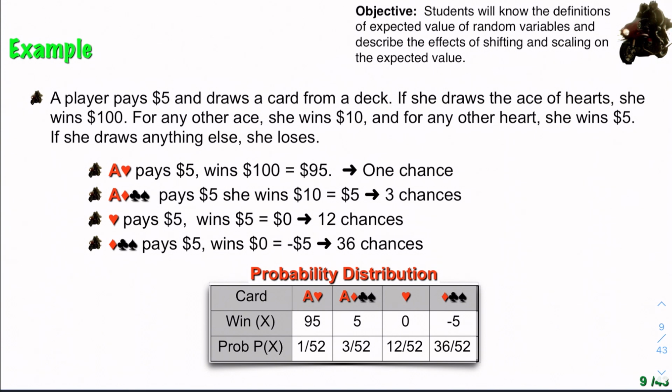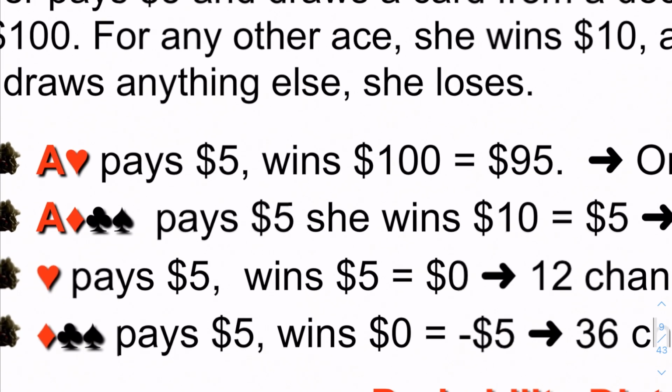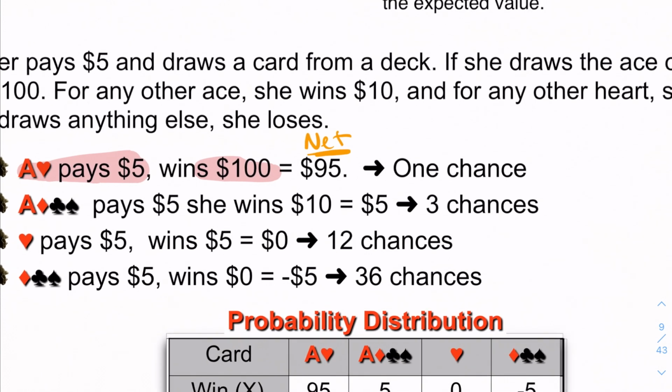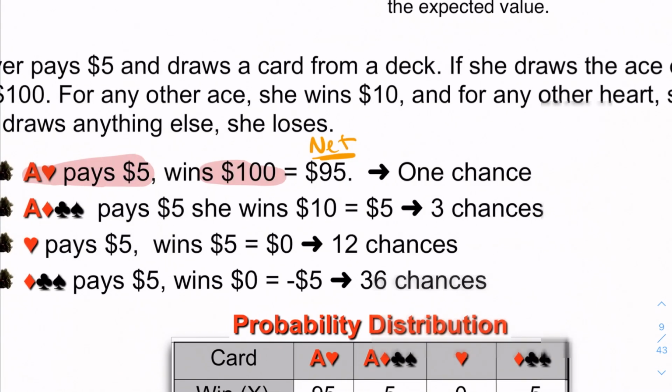So again, you're paying $5. Draw a card. If it's the ace of hearts, you win $100. Now note, you paid $5, and if you draw the ace of hearts, you get $100. So you net $95. That is the outcome you would get. And there's only one chance of that happening. There's 1 out of 52 to get the ace of hearts.